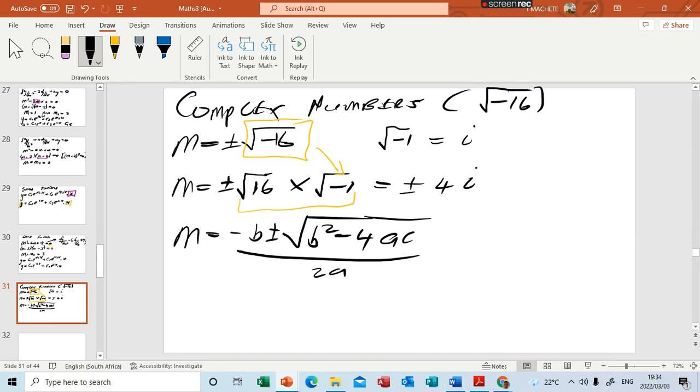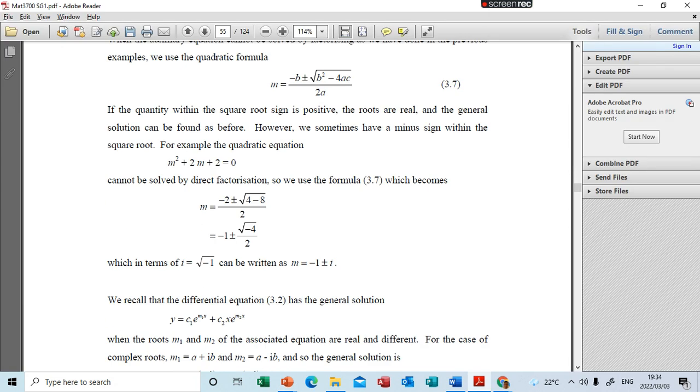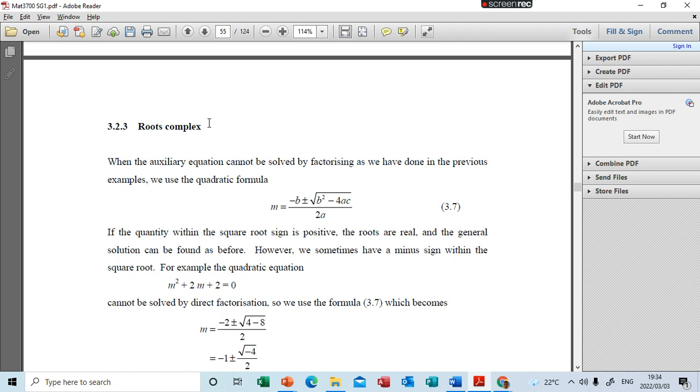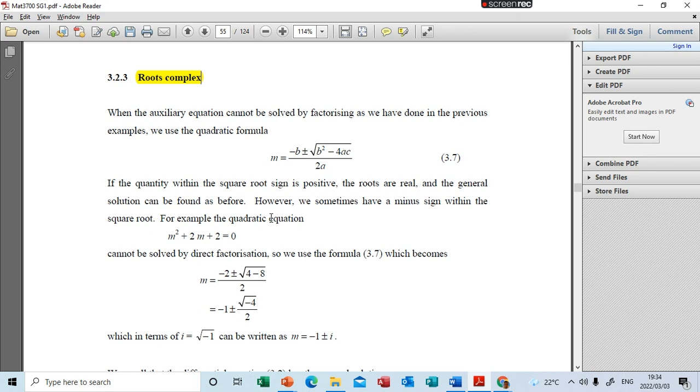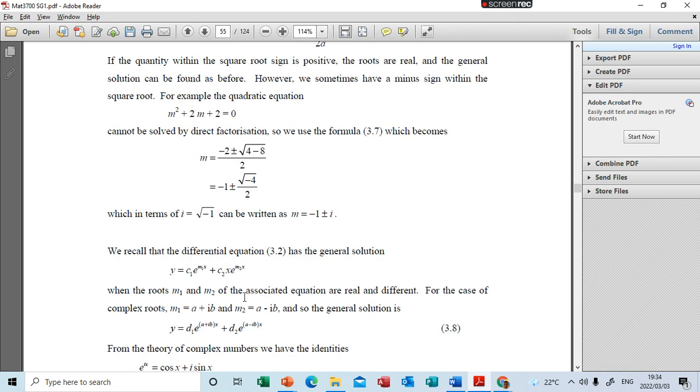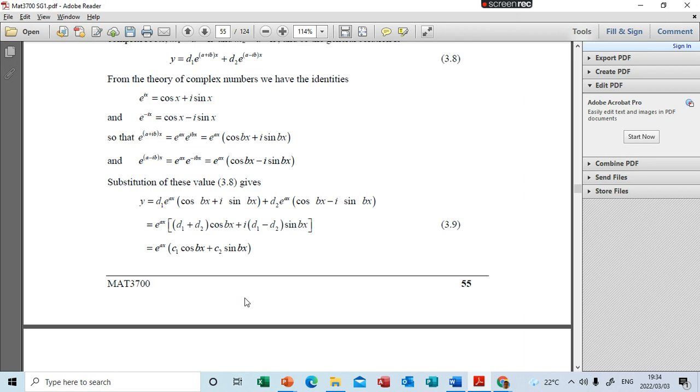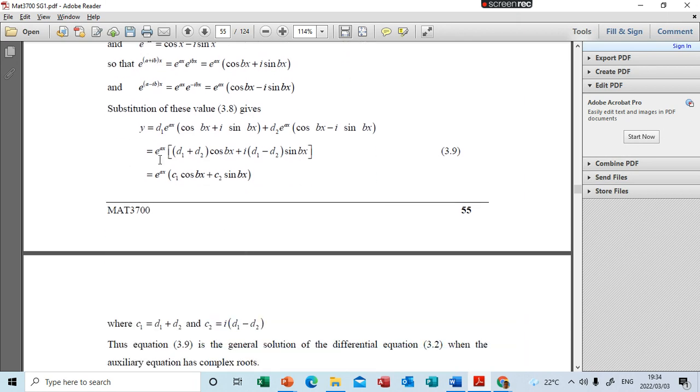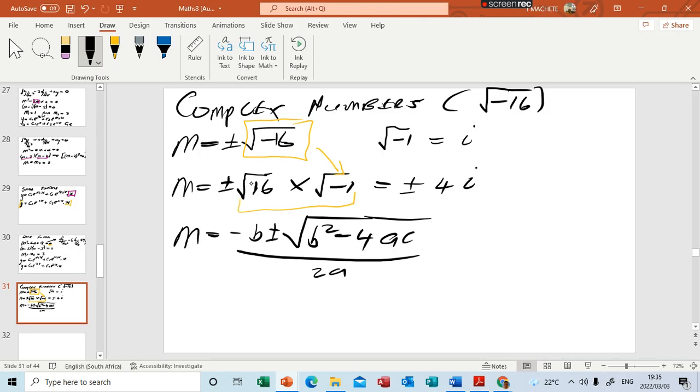Then this equation, guys, is on page... You see they say roots complex. That's the chapter that you are doing now. Then there's your quadratic equation. The equation that I'm talking about is not this one. It's this one. It has got sine and cos. This is your equation. You must know this equation. Please highlight it. I don't know what the page number is in your book, but this is the general solution equation for this one.